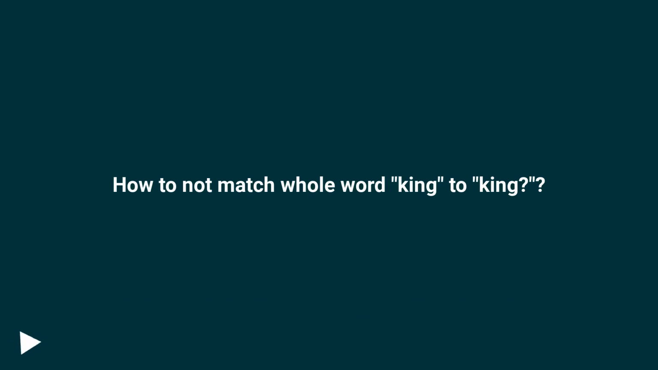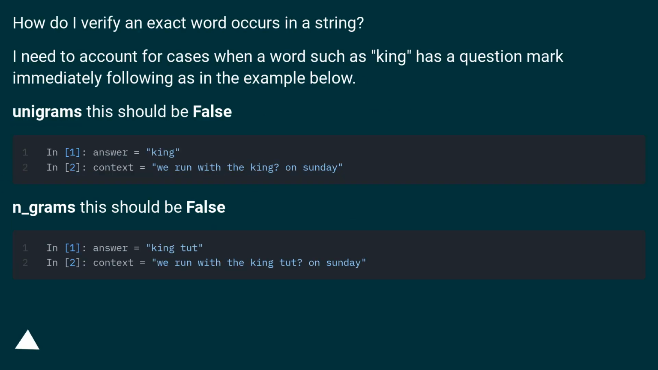How to not match whole word king to king. How do I verify an exact word occurs in a string? I need to account for cases when a word such as king has a question mark immediately following, as in the example below. Anagrams: this should be false. In underscore grams this should be false.